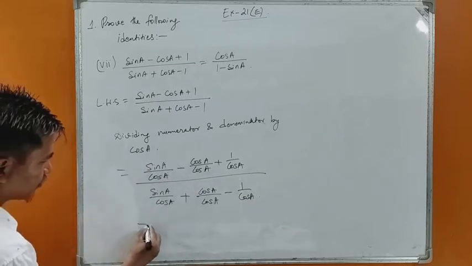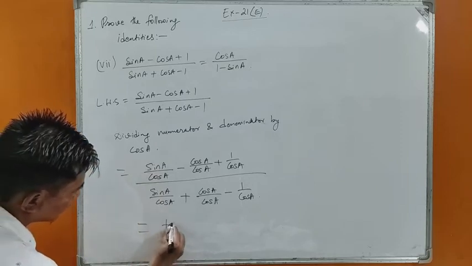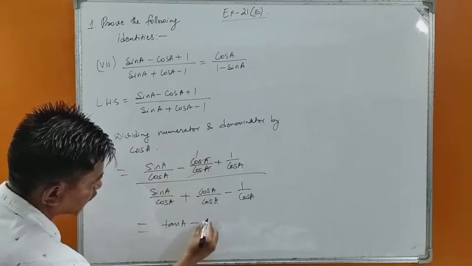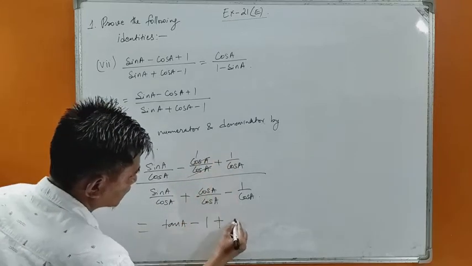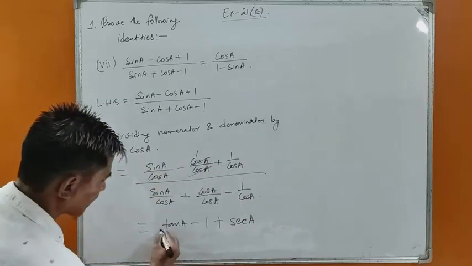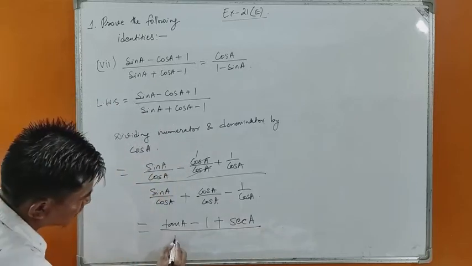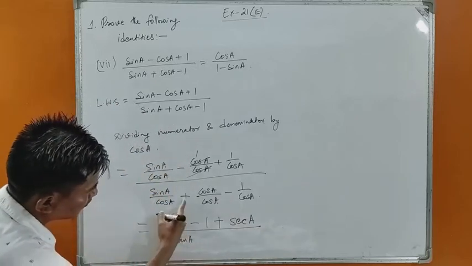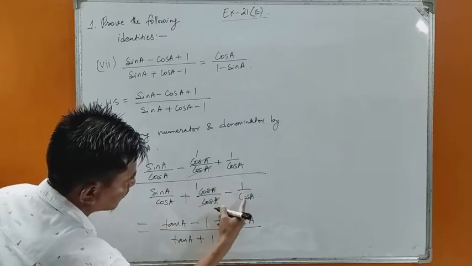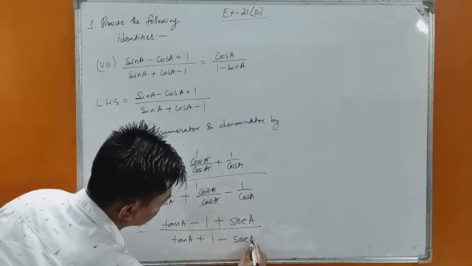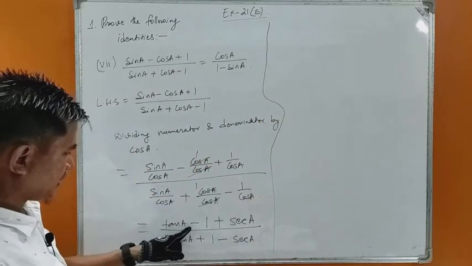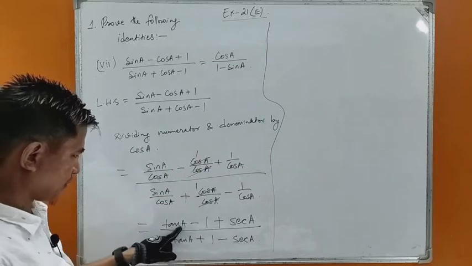Okay, we can do this. So sin A by cos A is tan A, minus this cos A and cos A can be cancelled. We have 1 here plus 1 by cos A is sec A, because cos and sec are reciprocals of each other. So 1 by cos A means sec A, whole upon sin A by cos A means tan A plus cos A and cos A can be cancelled. So 1 minus 1 by cos A is sec A. Now let me continue here. Tan A minus 1. Let me write this plus sec A before and minus 1 later.